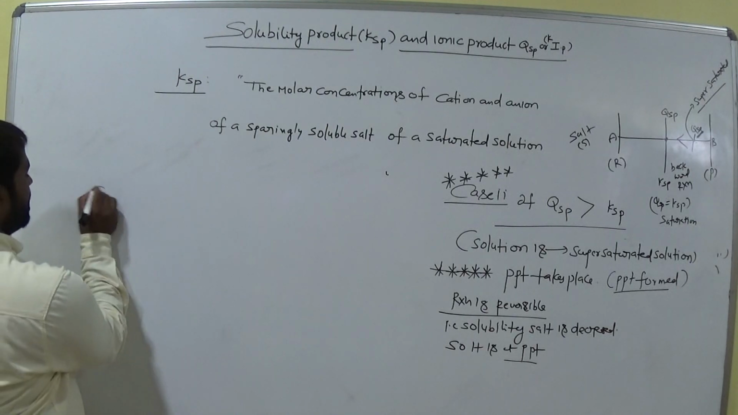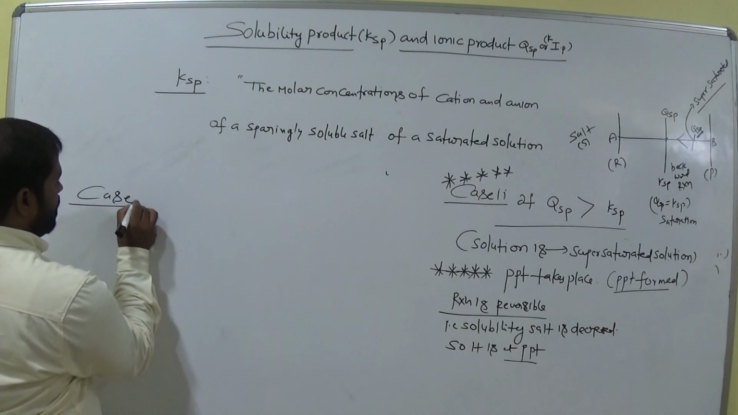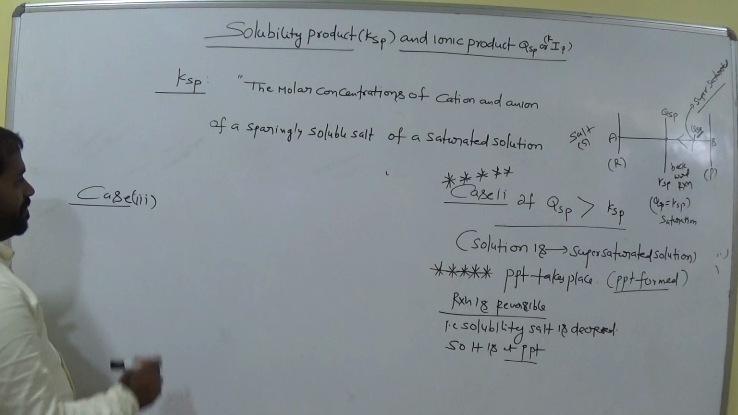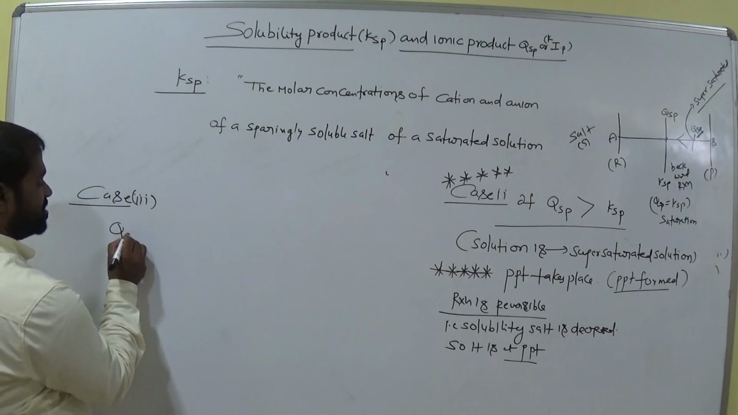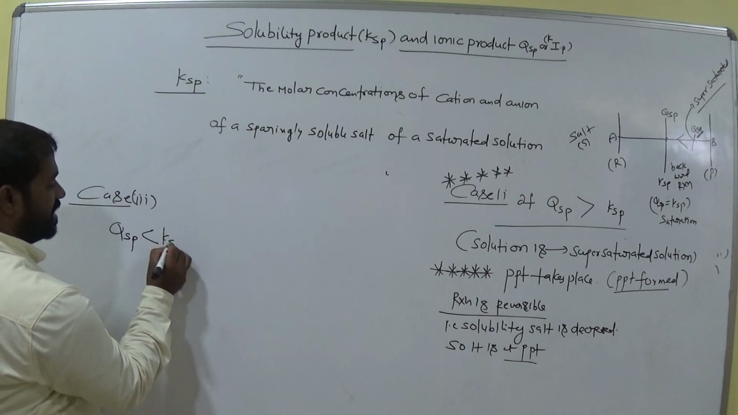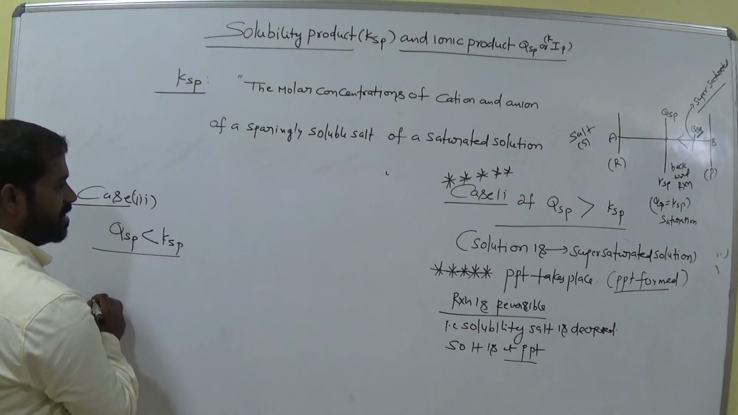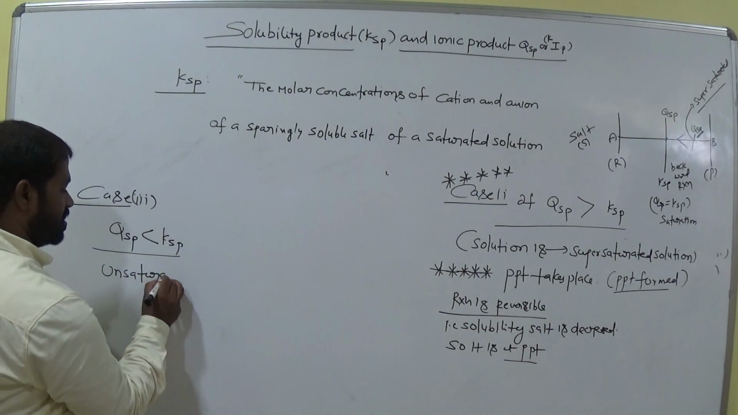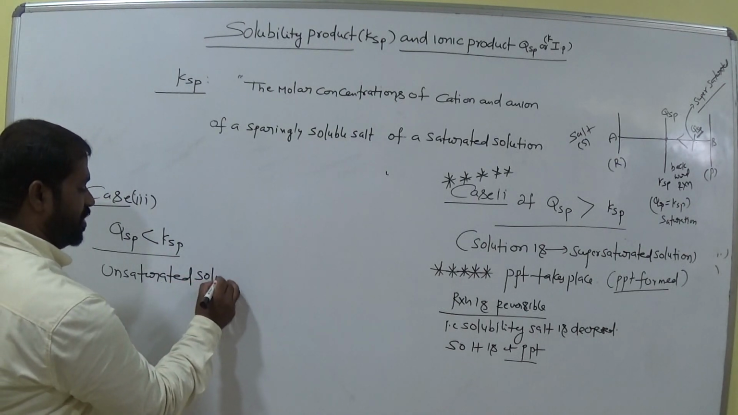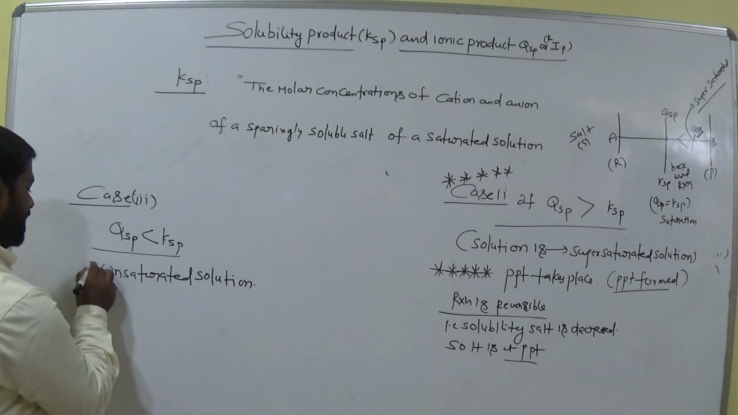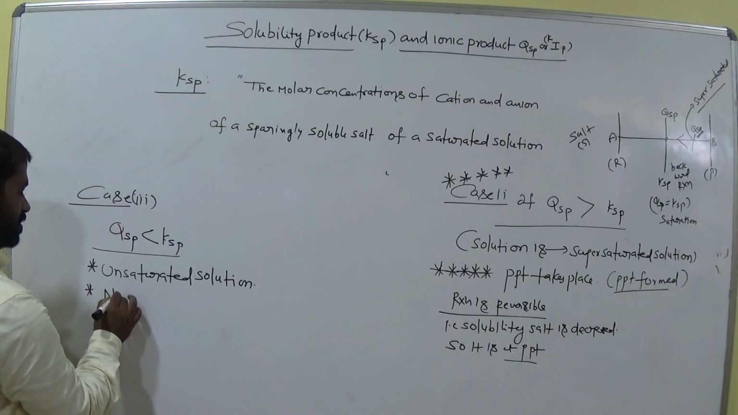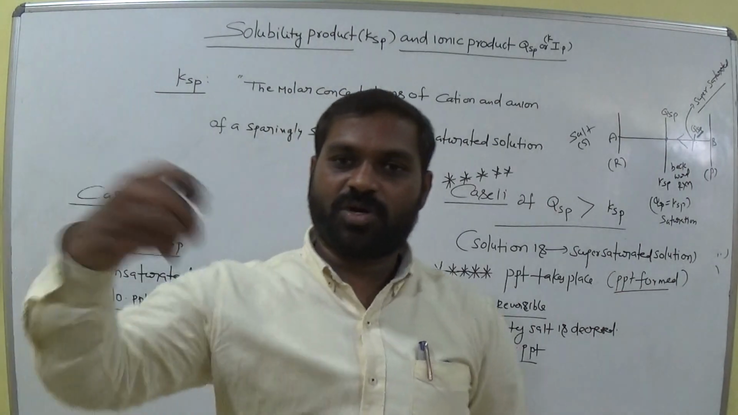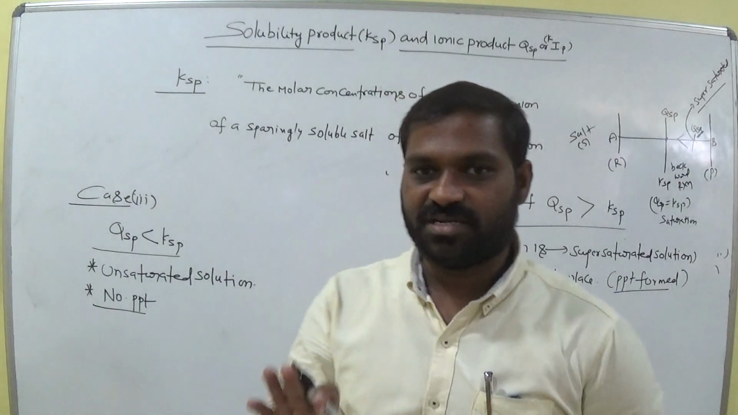Next, go for the third case here. That is case 3. Now QSP is less than KSP, ionic product and solubility product. Okay. Now in this case, it is an unsaturated solution. Unsaturated solution. No PPT takes place. Unsaturation means the solution needs some more quantity of solute for dissolving. There is no saturation. Listen.